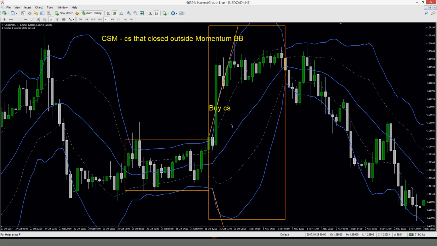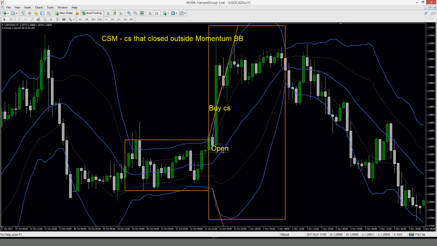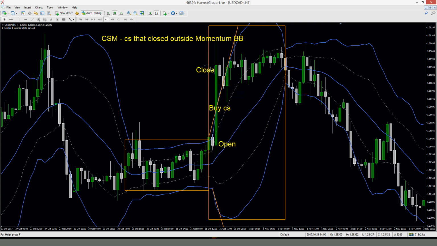The next thing you need to understand about candlestick momentum is that the definition is a candlestick that closed outside the momentum BB. Earlier on, we revised candlestick formation. So basically, what we have here is a buy candle. A buy candle opens at the bottom and closes at the top. So this is a good example of a candlestick momentum.